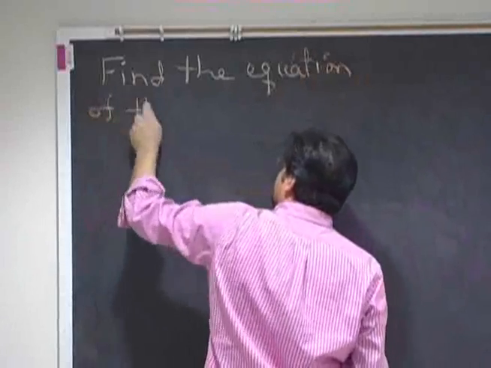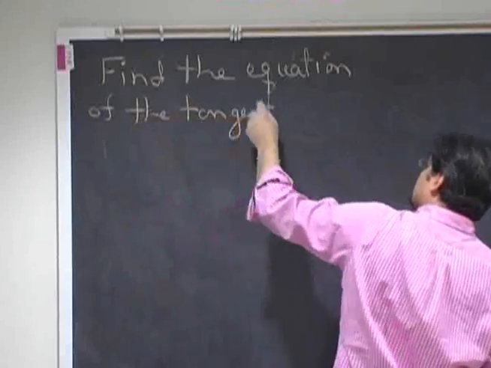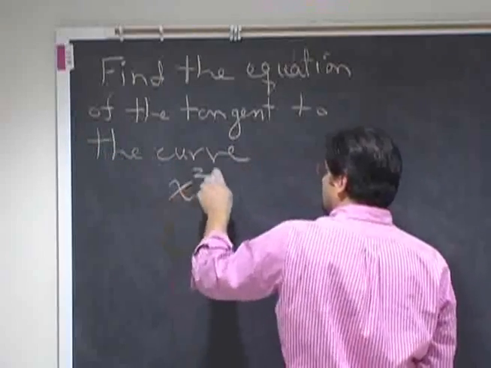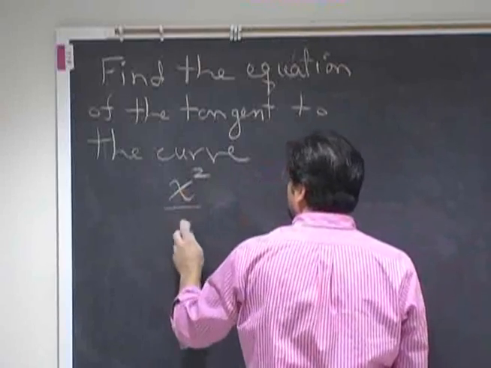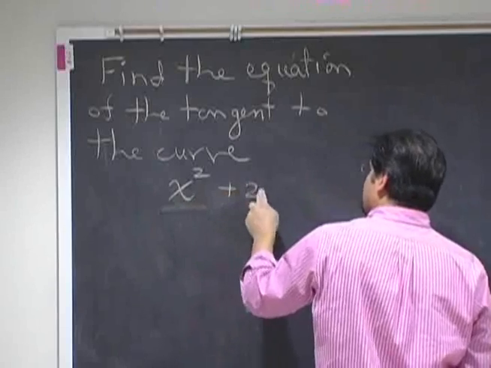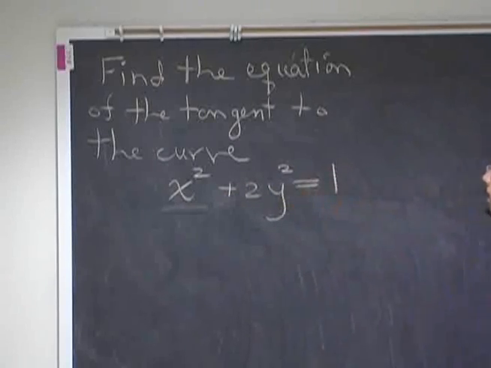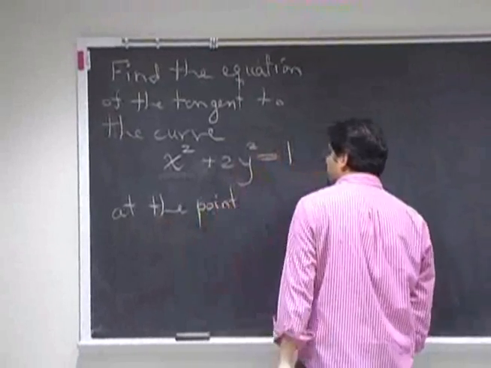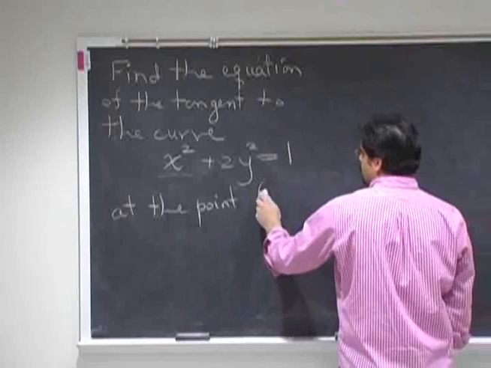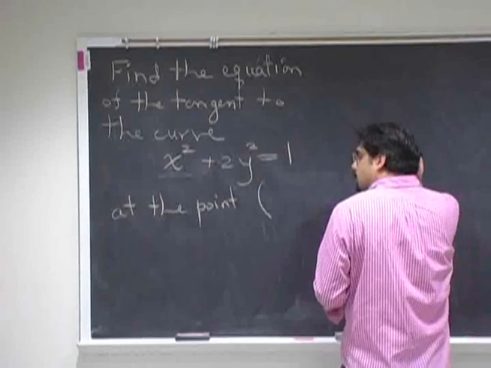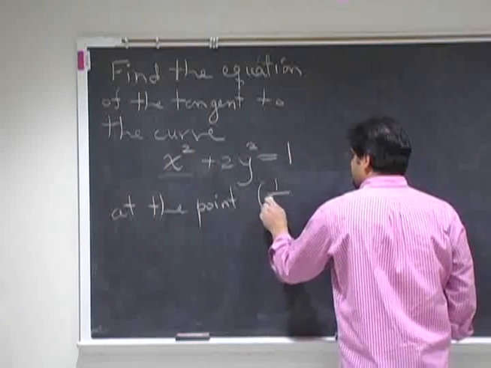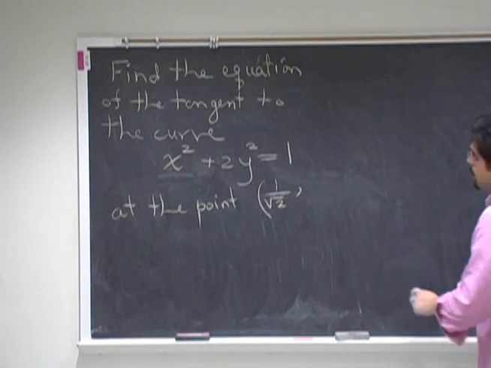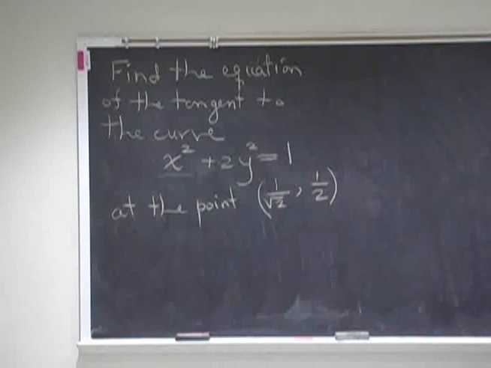Find the equation of the tangent line to the curve x squared plus 2y squared equals 1 at the point (1 over square root of 2, 1/2). Okay?